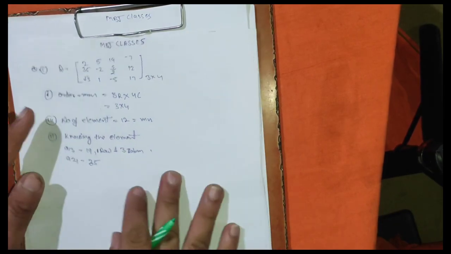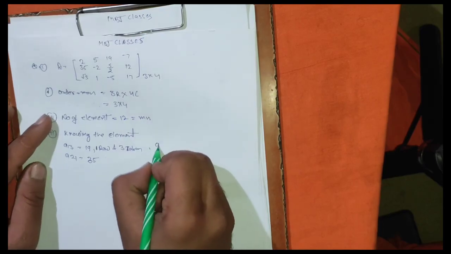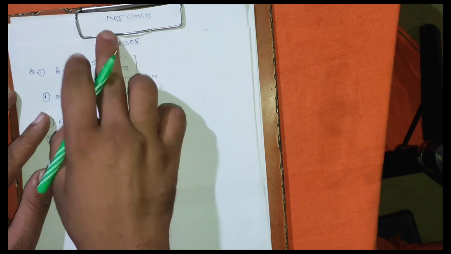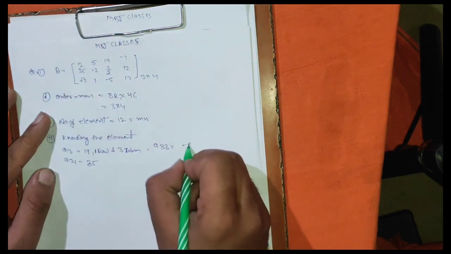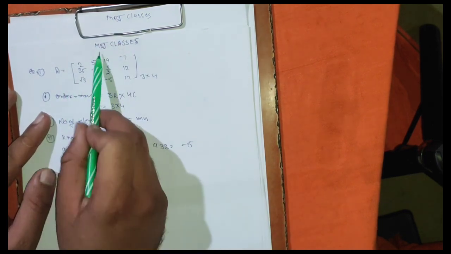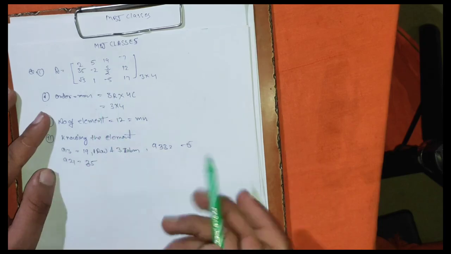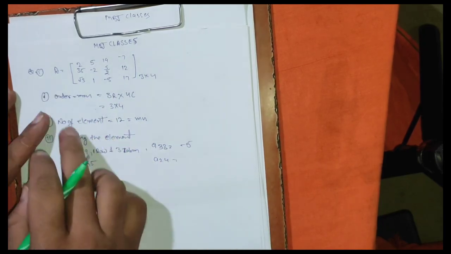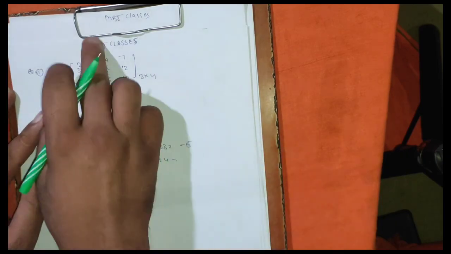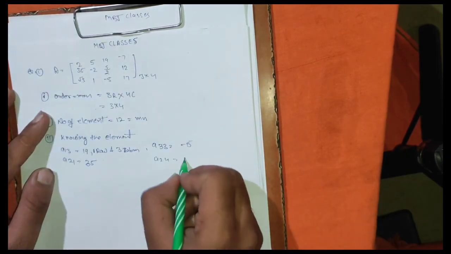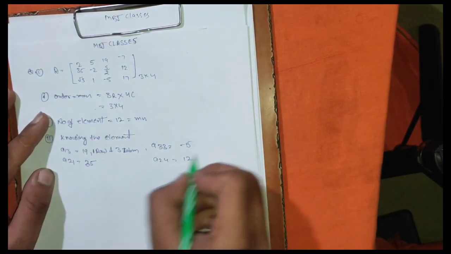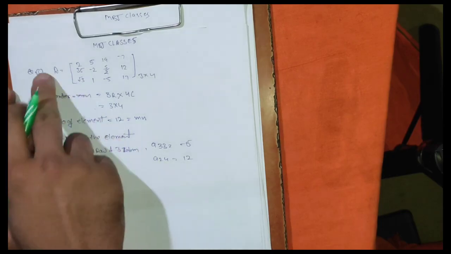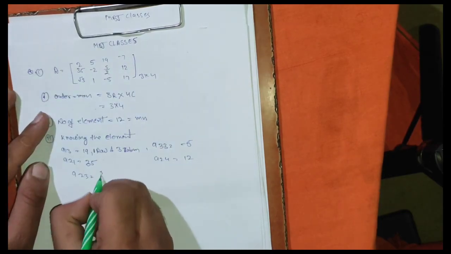Similarly, if I say a3,3, I talk about the third row, third column, which is minus 5. The third row and third column intersect at minus 5. And a2,4 means we are talking about the second row, fourth column, which is 12. And a2,3, again second row, third column, is 5 by 2.